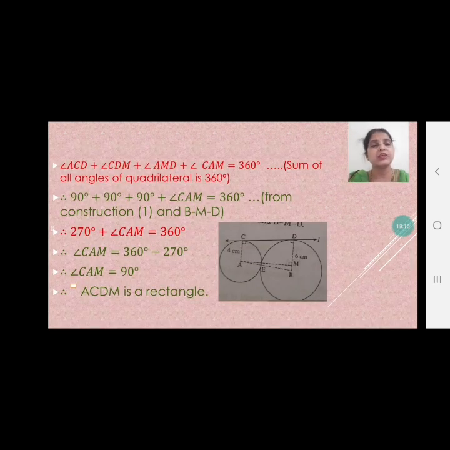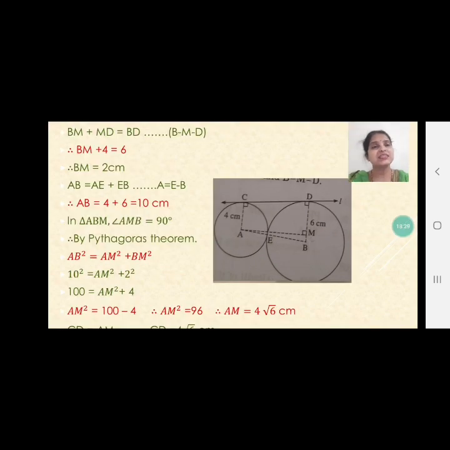Here we are with our proof. All the four angles are 90 degrees. Fine. So the given quadrilateral is a rectangle. Now as it is a rectangle, the opposite sides will be equal. So CA is equal to DM, and that is equal to 4 cm.